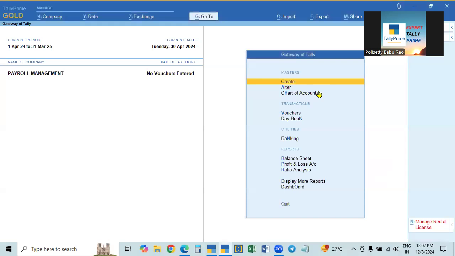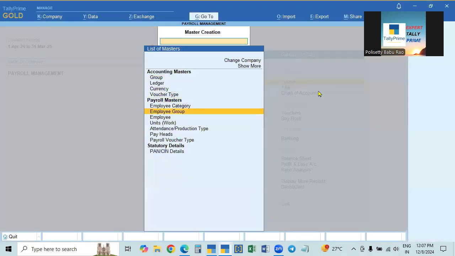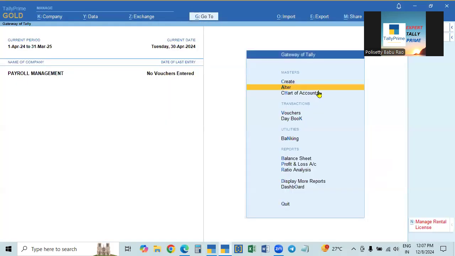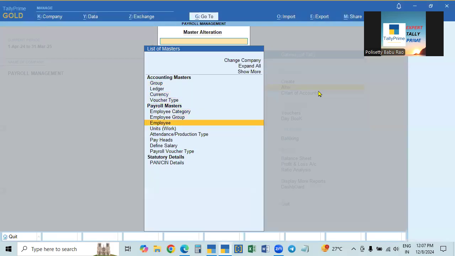If you want to create, you can go to Create, and you can create in the required masters, or go to Alter. Here also, go to the required masters, and then check if anything is required. We can create it there itself. Otherwise, if you already created, okay. So we will go to pay heads.